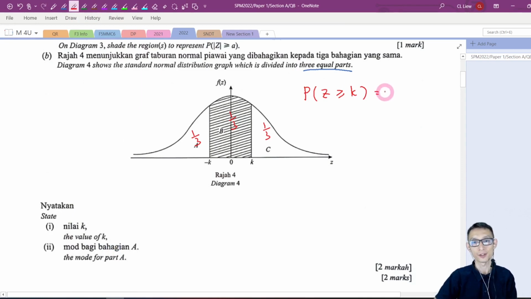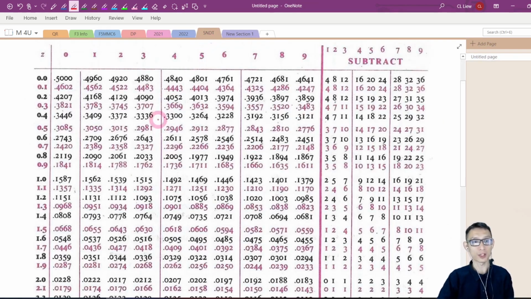Okay. So this is 0.3333. So now I want to get the answer inside the parentheses. So I need to start from inside. Go to your standard normal distribution table, start from inside. We are looking for this one, 0.3333. Looking for this.